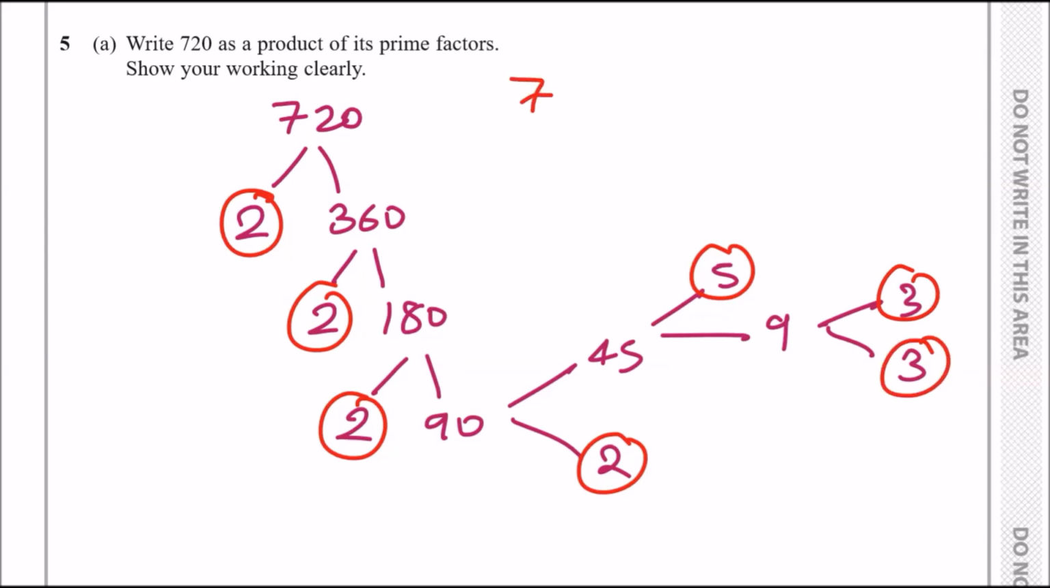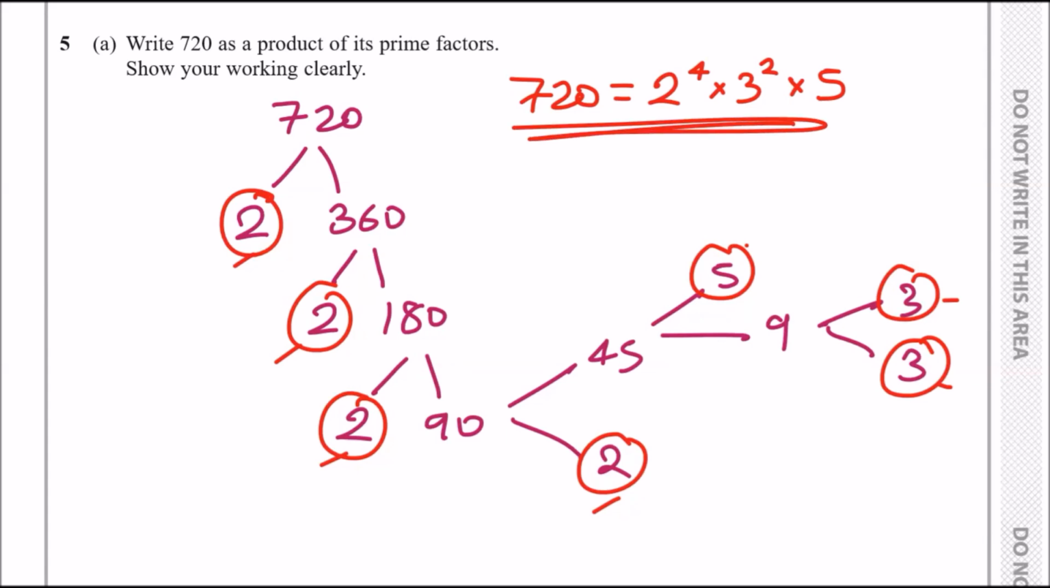Now we're going to go ahead and collect them, yeah? How many 2's have we got? 1, 2, 3, 4. So this means you got 2 to the power 4, times how many 3's? 1, 2. So 3 to the power 2, 3 squared, times, and then we got a single 5. So 5 to the power 1 or just 5. So this is your product of prime factors.